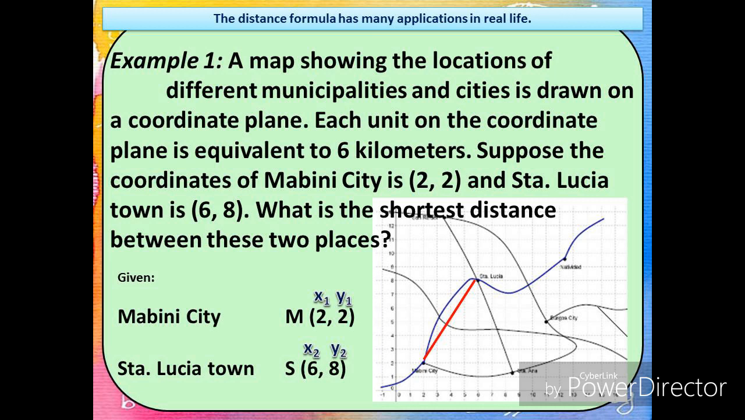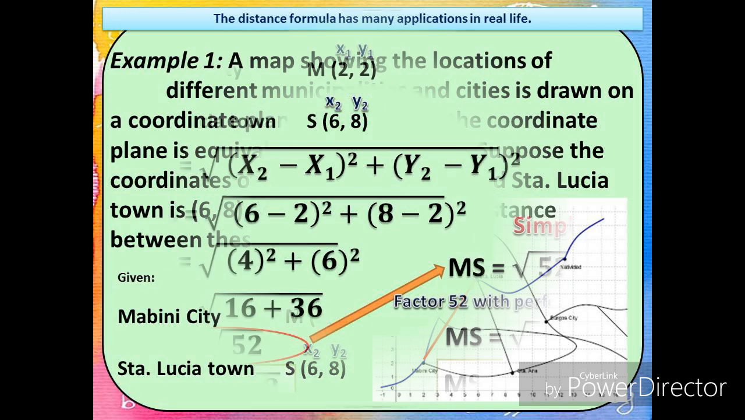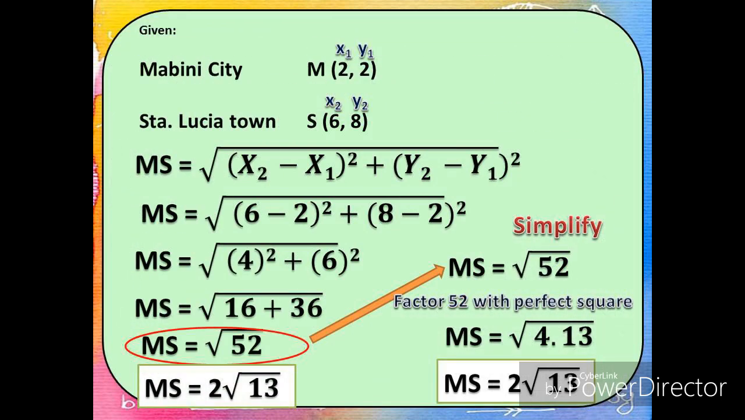Okay, given Mabini City, we have the point M, positive 2, positive 2. And Santa Lucia town, we have point S, which is positive 6, positive 8. We're going to find the distance between Mabini City and Santa Lucia town. We're going to use the distance formula now and substitute the values.